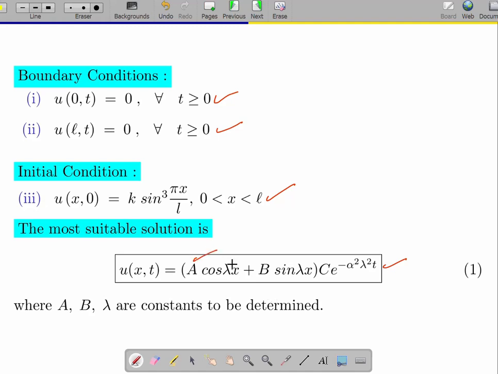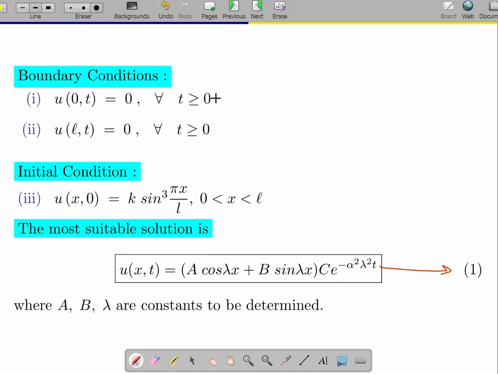Here a, lambda and b are constants, and we want to determine those cases. This is equation number 1, the proper solution for the one dimensional heat equation. That is, u of x comma t is equal to (a cos lambda x plus b sin lambda x) into c into e power minus alpha squared lambda squared t.